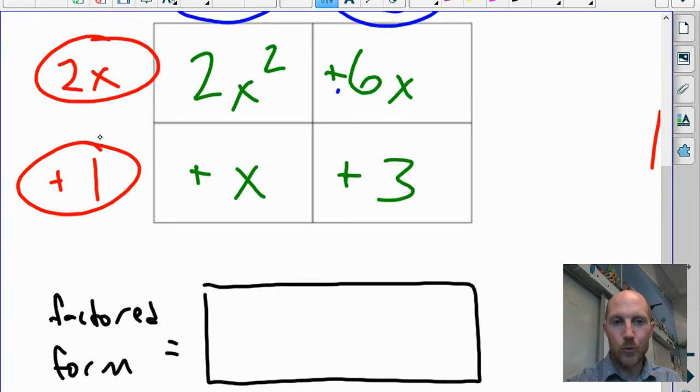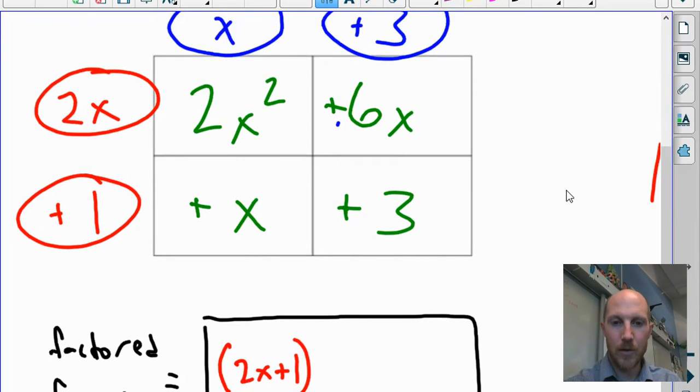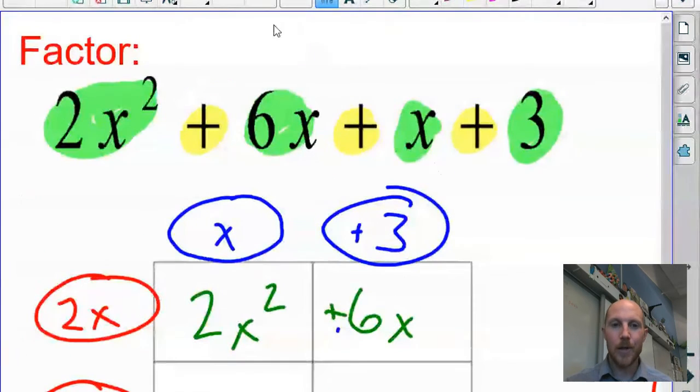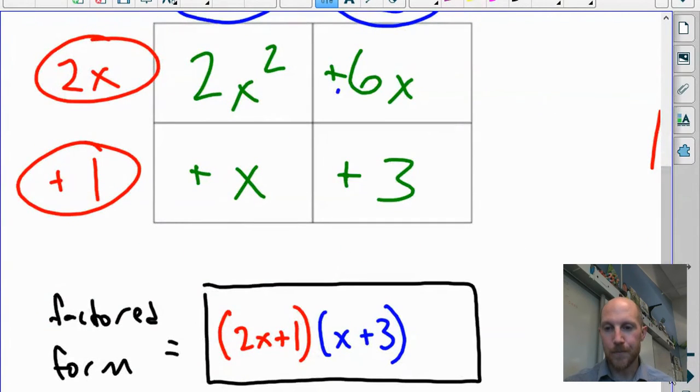So I'm going to take these 2 red terms, the 2x plus 1, I'm going to put those together inside one set of parentheses. And the 2 blue terms, the x and the +3, those are going to go together inside a different set of parentheses. And now I have written this as a multiplication problem. I get the red parentheses multiplied by the blue set of parentheses. If I actually multiply those together using the multiplication box, I'm going to end up back at this original polynomial that I was given. Those are the green things that I put inside the box. So I know that is the answer I'd get if I did the multiplication.